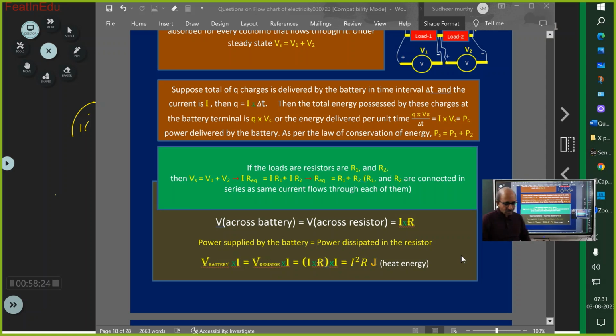Now, voltage across the battery is equal to voltage across the resistor is equal to I into R. Understood now? In what case? If your loads are resistors. Loads are resistive. Correct. Power supplied by the battery is equal to power dissipated in the load. Got it? Now, second issue.